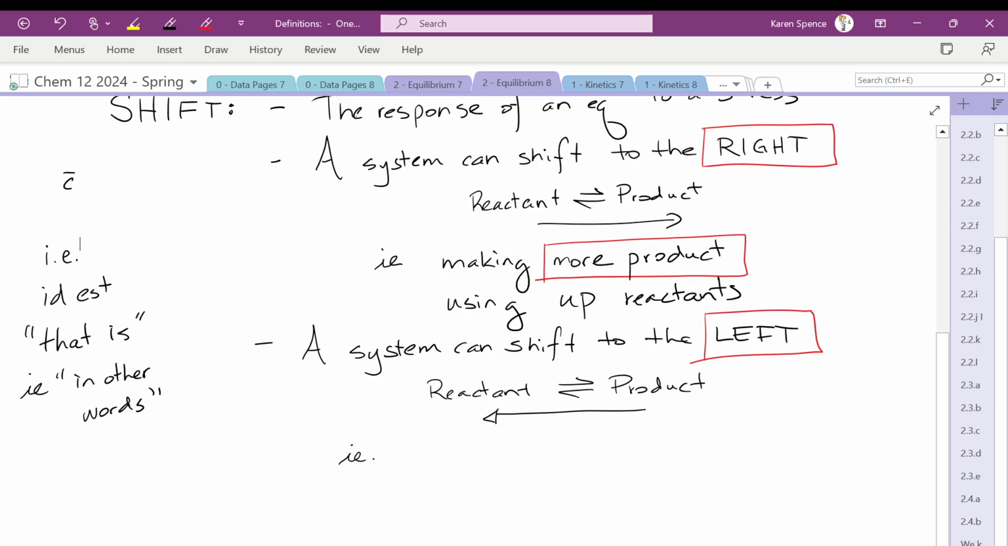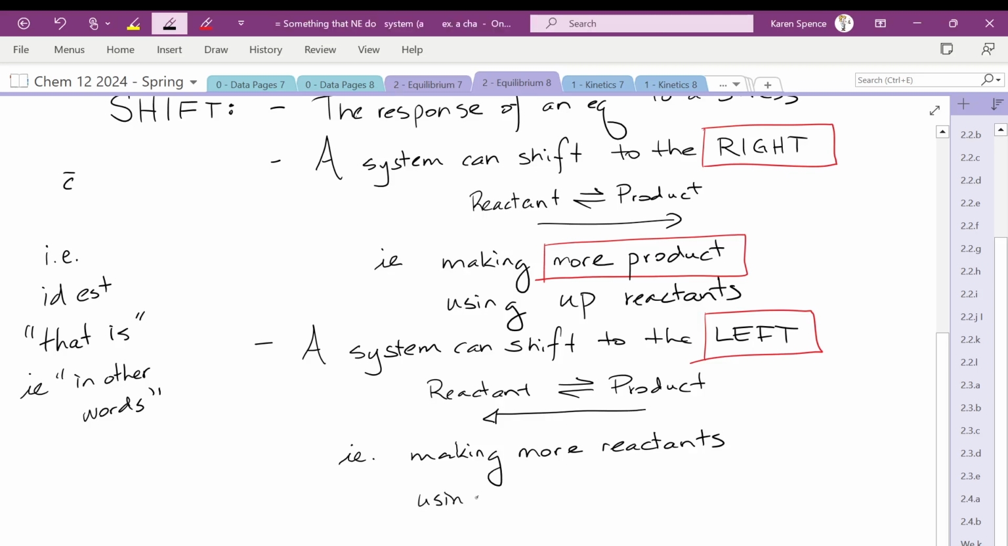All right. So a system can shift to the left, and in other words, we would be making more what? Yeah. Reactants. And we would be using up products.